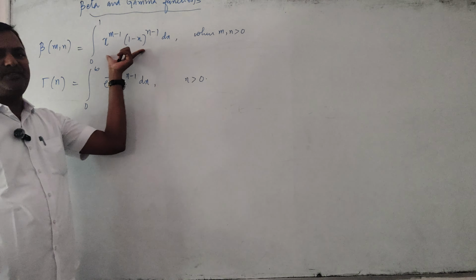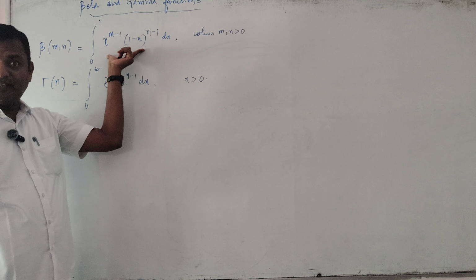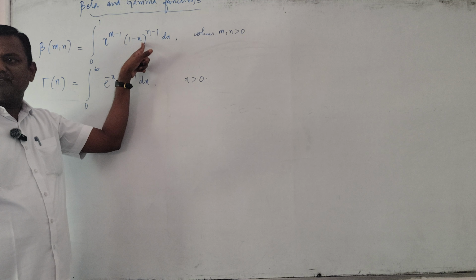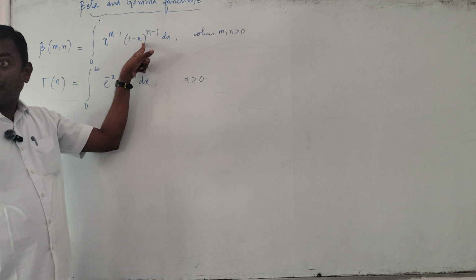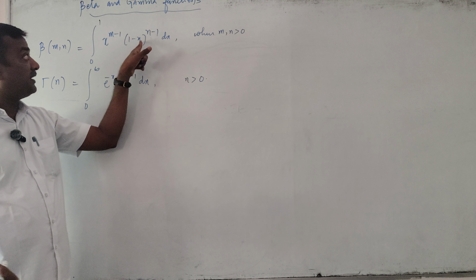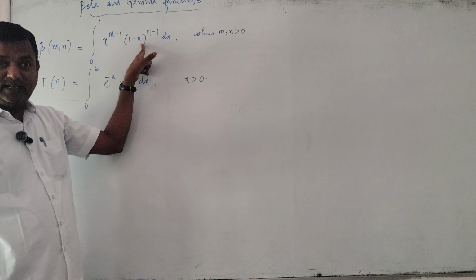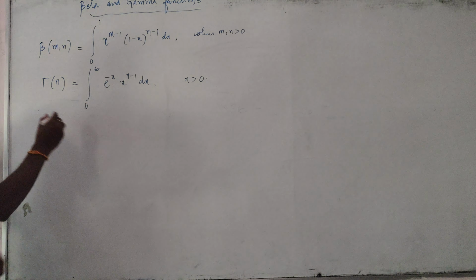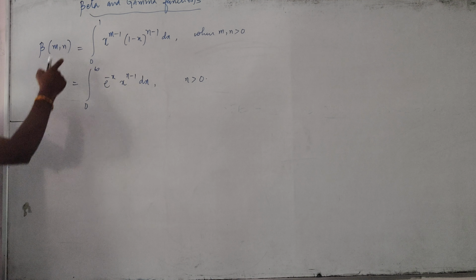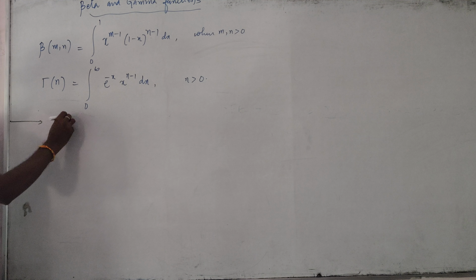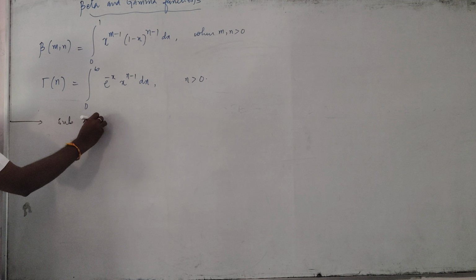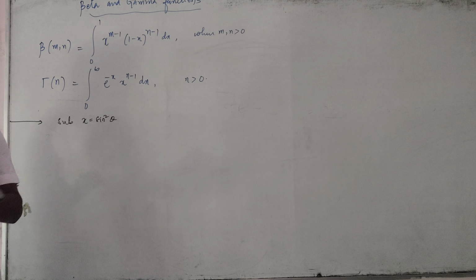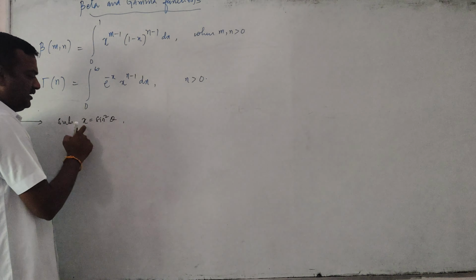By observing this, you will come to know very easily that since it contains 1 minus x, by using the identity you are already aware of, by substitution of x equal to sine square theta, 1 minus sine square theta becomes cos square theta. Therefore, what is the standard substitution I am doing for the first one? Substitute x is equal to sine square theta. Hope you understand. We are substituting x is equal to sine square theta.